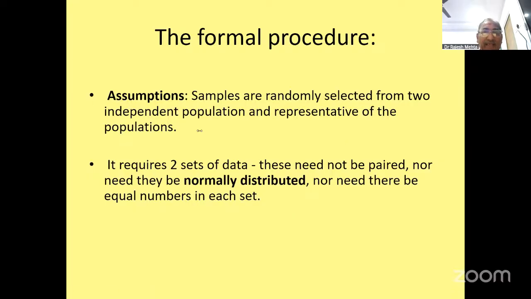But in this case, it requires two sets of data. These need not be paired, nor need they be normally distributed, nor need there be equal numbers in each set. Different things are there. Now let's see an actual example.